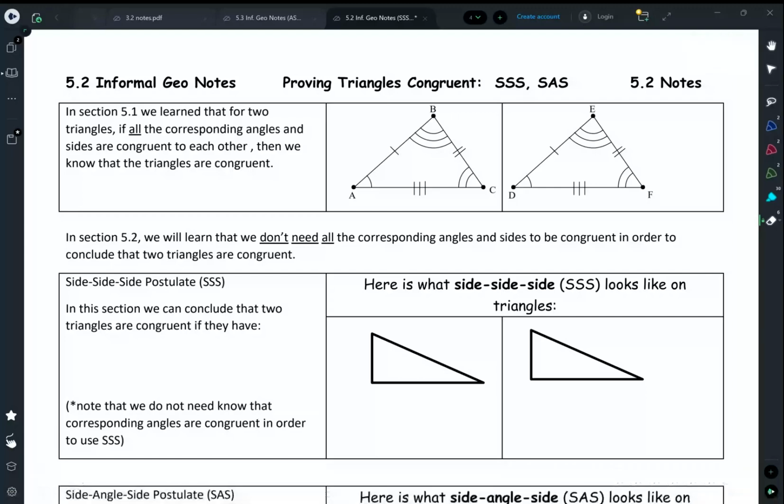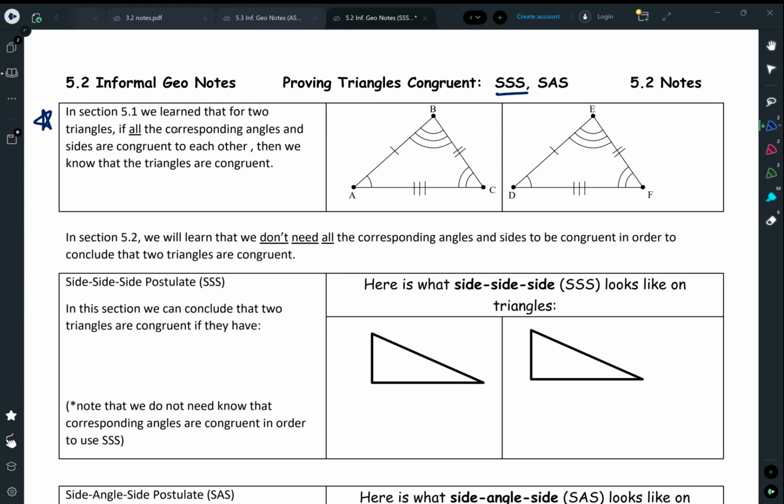Hello class, these are our informal geometry notes for section 5.2. We are working on proving triangles are congruent using side, side, side, and side, angle, side. So that's what these S's stand for here. SSS is side, side, side, and then side, angle, side. So we're reading at the top here.